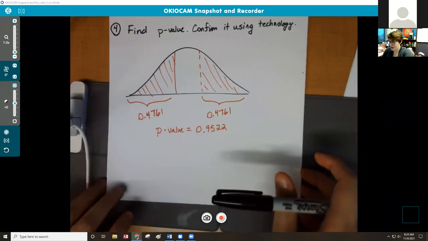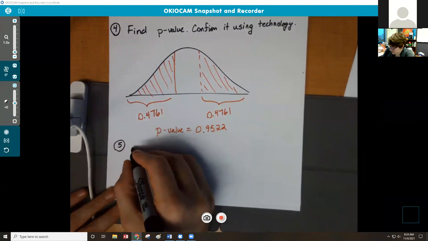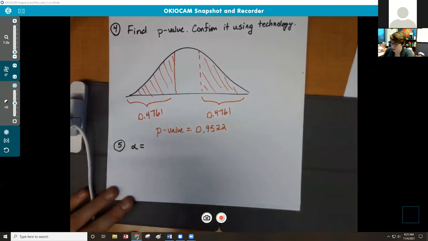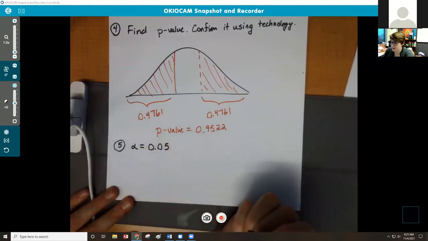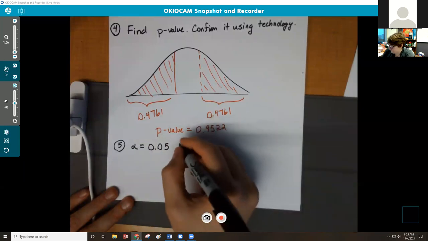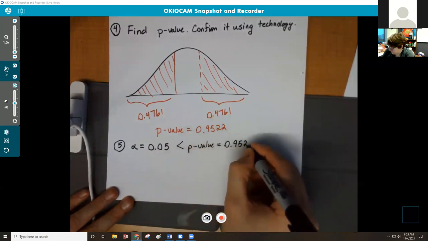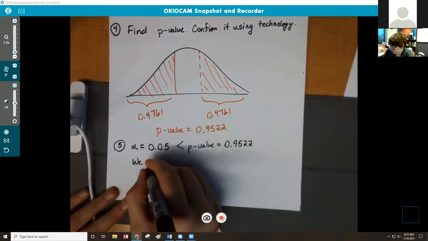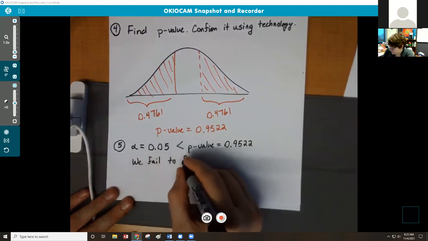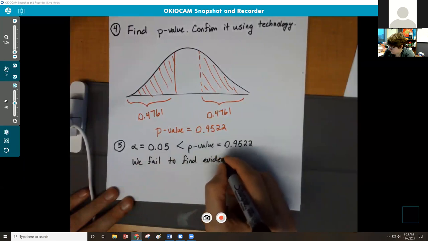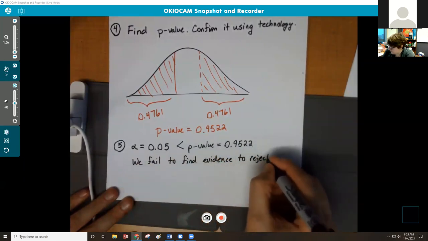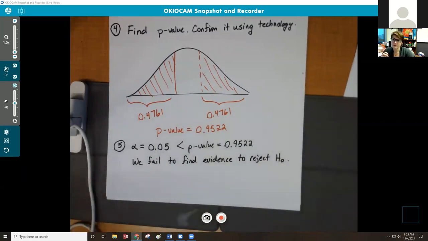Nope, looking good. All right, so the last thing we want to do is we want to state our conclusion. So remember, if they don't state an alpha, we can assume that our alpha or significance level is 0.05. And since our p-value is so much higher than that, then what we say is that we fail to find evidence to reject H naught, or some variation of that. Great.